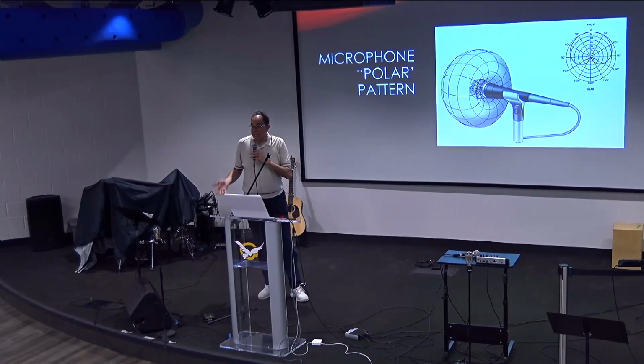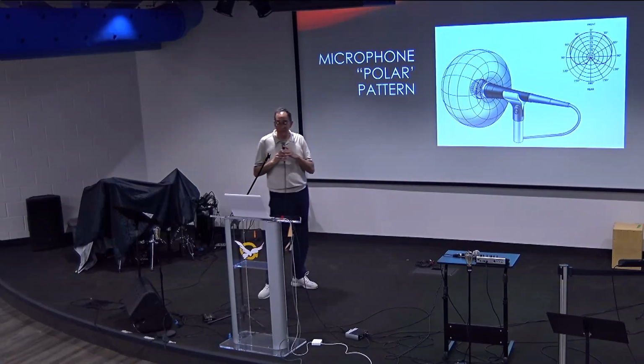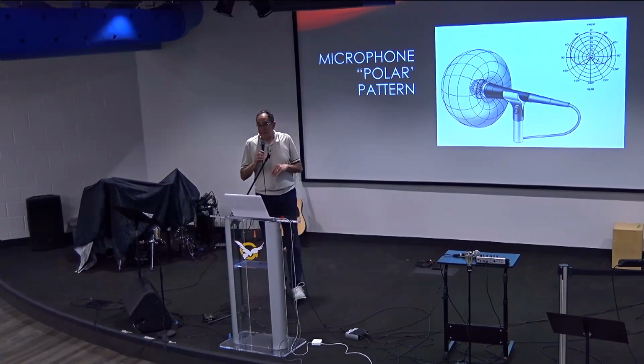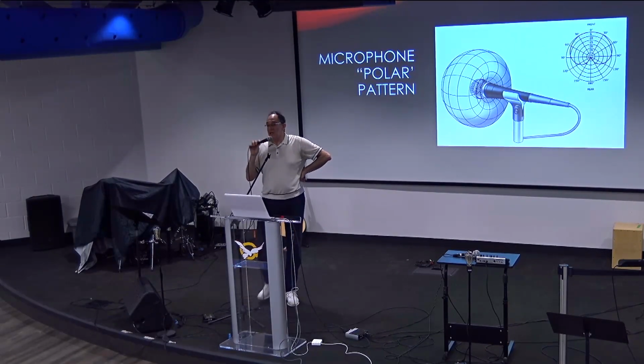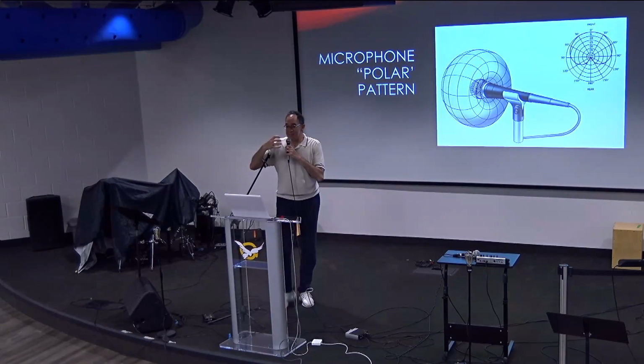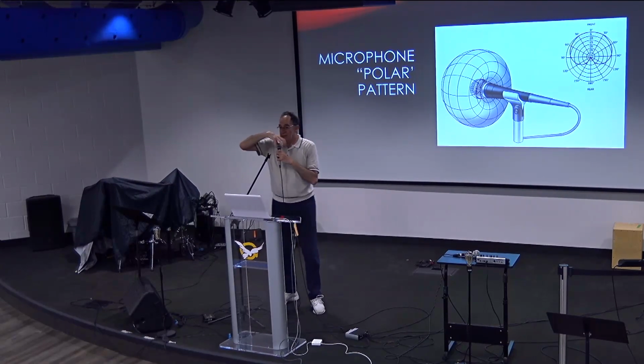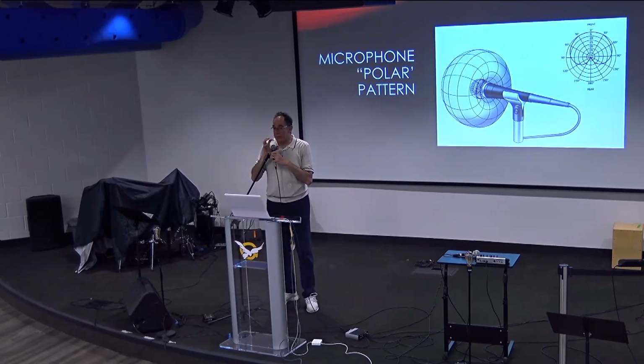بالظبط فالبولار باترن dictates more or less, لو انا اتكلمت كده الو الو الو 1 2 3 1 2 3 1 2 3, you understand what I mean? So the polar pattern dictates where the microphone capsule is picking up the signal of the voice from, right?